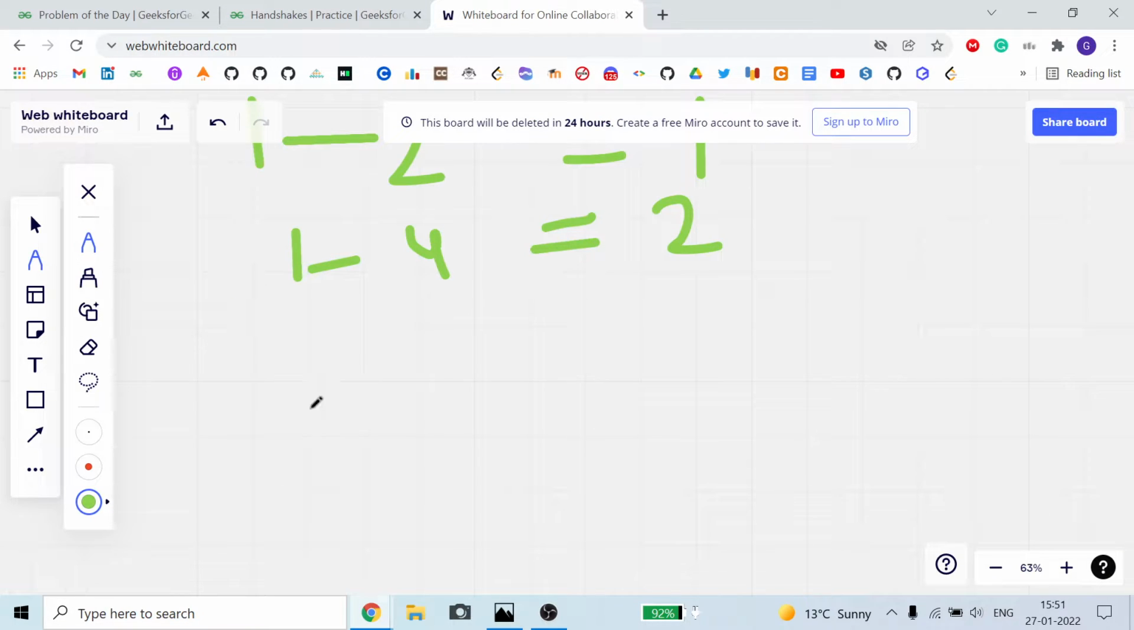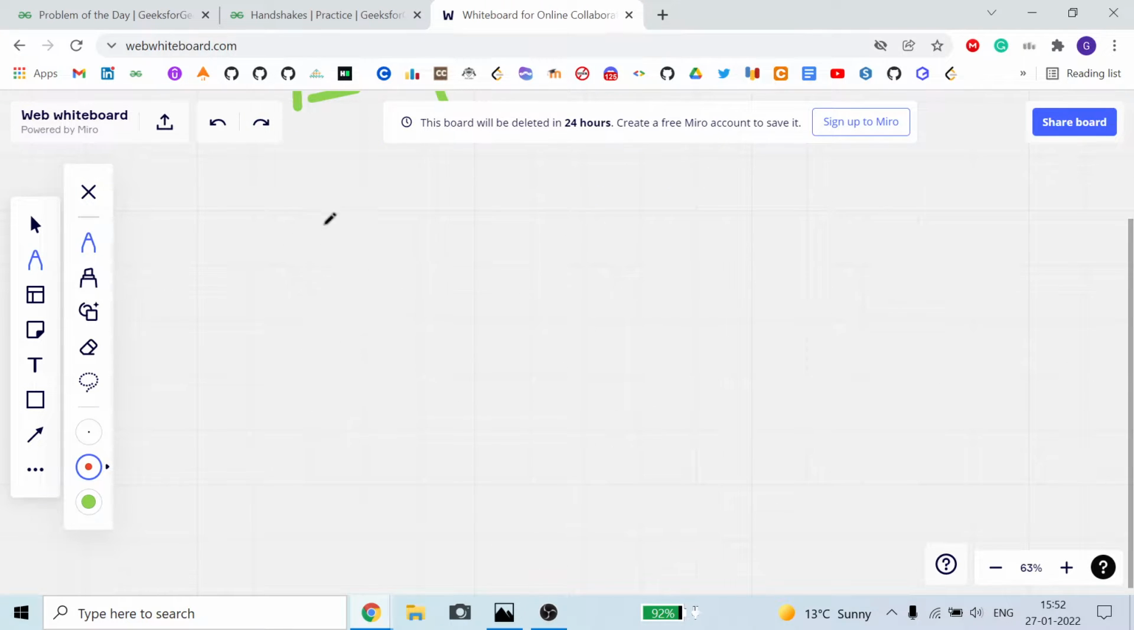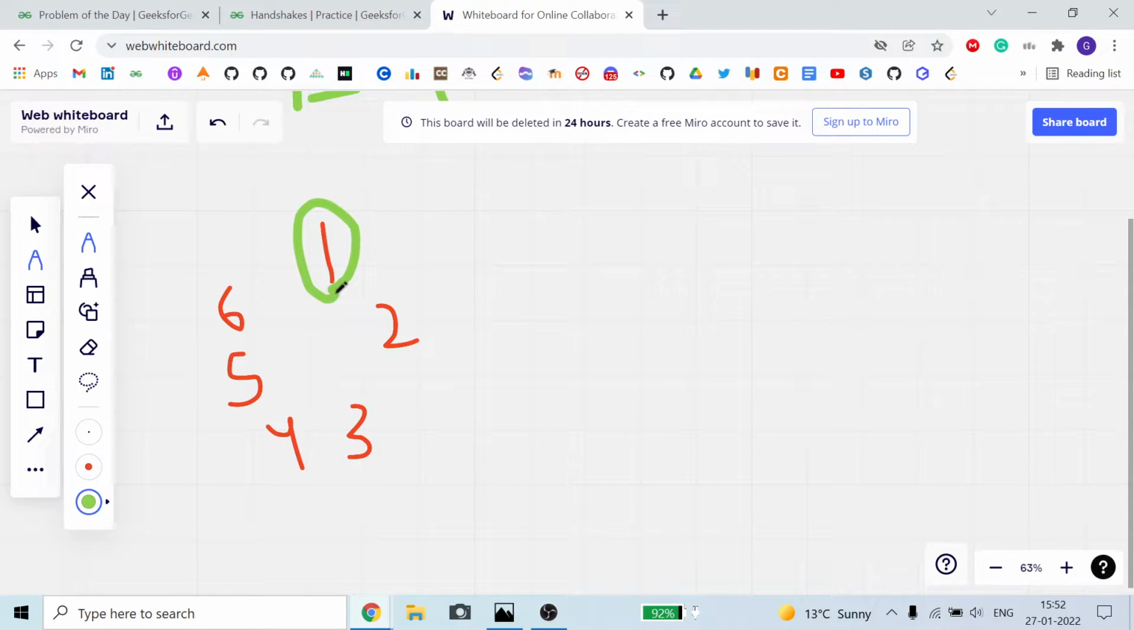So when there are 6 persons, 1 2 3 4 5 6, how many ways can one shake hands with 2 3 4 5 6? We are independent, we fix one. What we are doing is fixing this one at the initial position, and I will rotate all these persons accordingly.